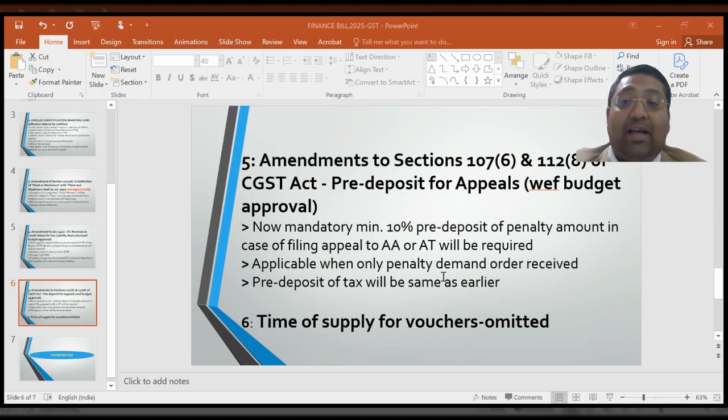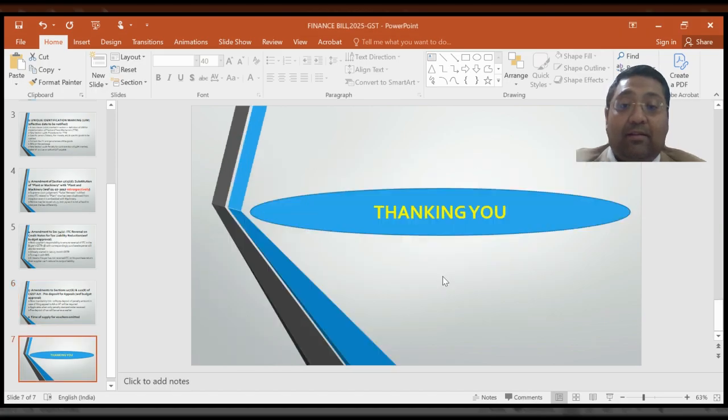So in last, these were the key highlights of the GST related amendments in Finance Bill 2025. These changes will have significant implications on tax compliance, ITC claims, and GST litigation.